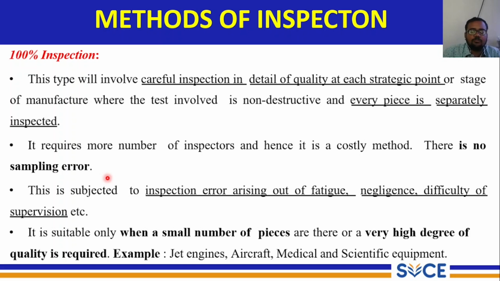A few examples where you go for 100% inspection are jet engines, aircraft, and medical equipment. Of course, medical equipment has to go for 100% inspection because any error occurring there will result in the death of a patient, right? So where there is more criticality of the component and more criticality of its application, we go for 100% inspection.